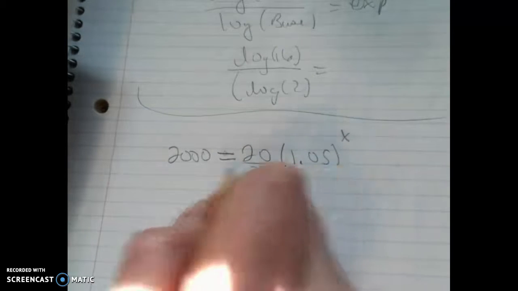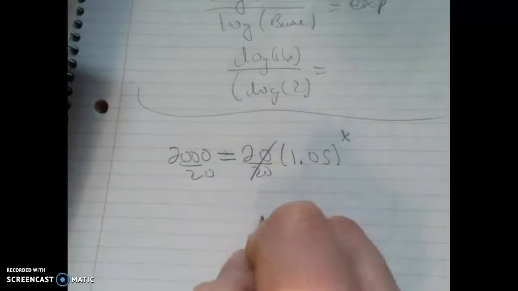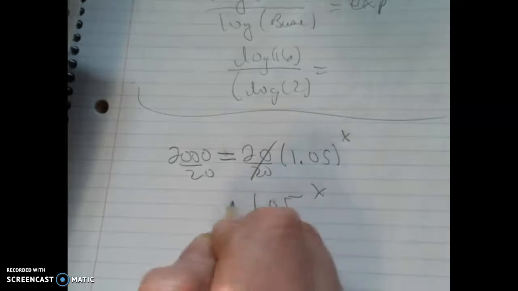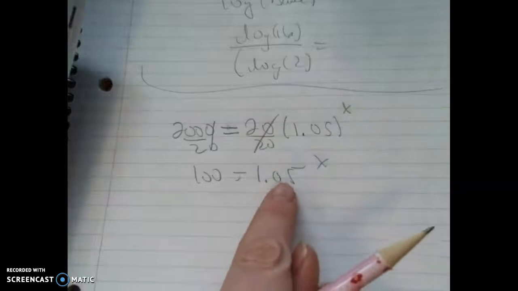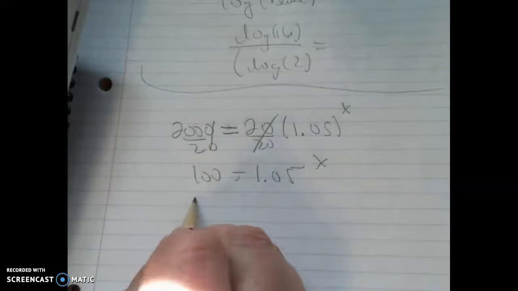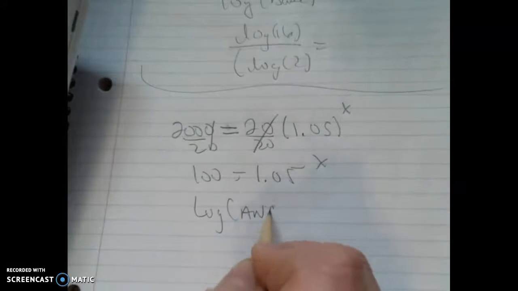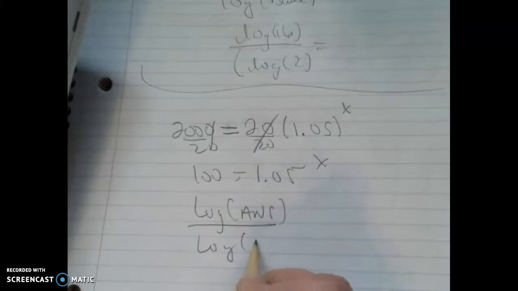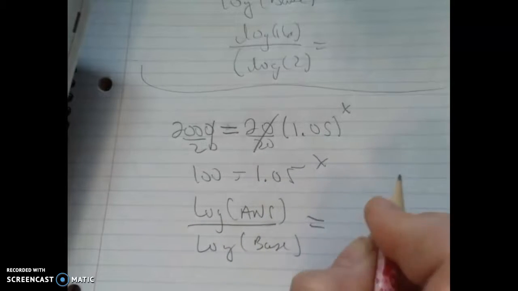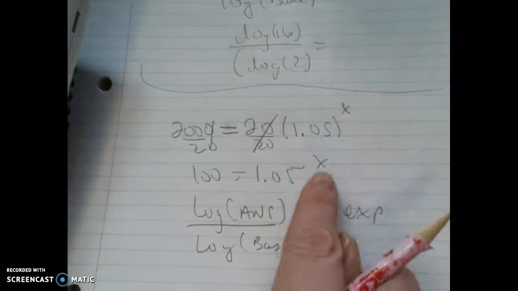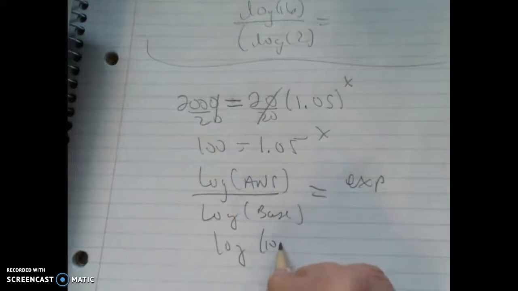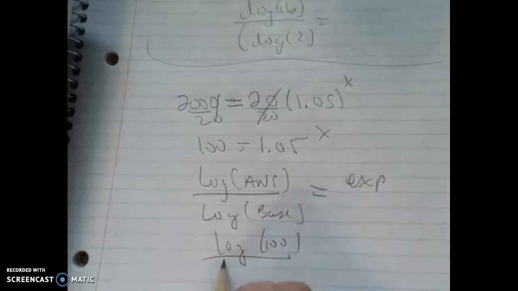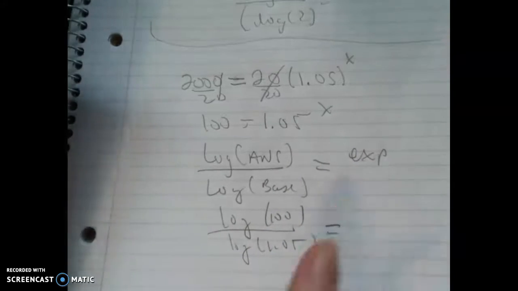So what you have to do is get rid of that first. So then I have 1.05 raised to x, and this is going to be what, 100? Okay. Now I'm ready because I have my base, exponent, answer. So log of the answer divided by log of the base will always spit out your exponent, in this case my x. So I'm going to take log, it's the answer of 100. I know my base is 1.05, and it's going to spit out my exponent, which is what I want.